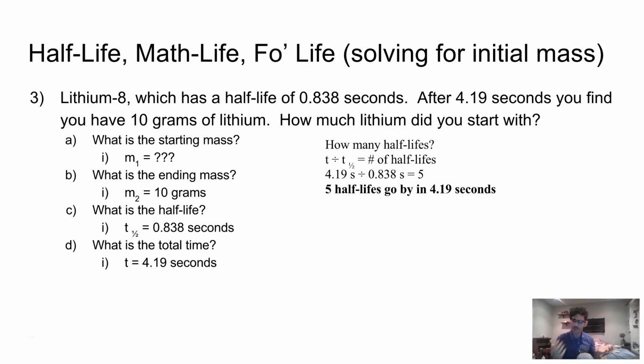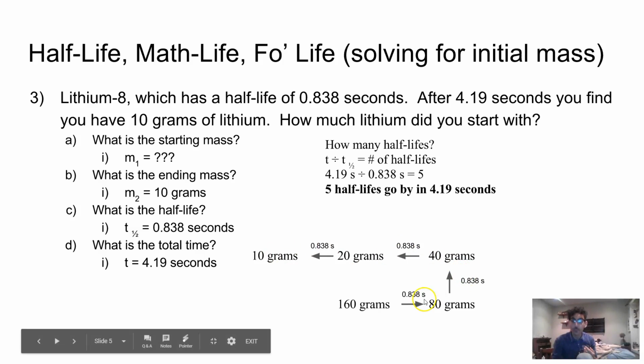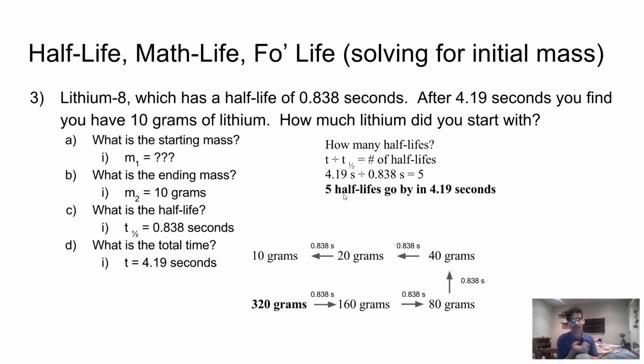We'll say to myself, okay, I want to know how much I had to start. If I'm ending with 10 grams, one half-life before this, or 0.838 seconds before, I would have had 20 grams. That same half-life before, I would have had 40 grams. I can go backwards another half-life. Oh, well, I have 80 grams. I have 160 grams. Let's see, that's 1, 2, 3, 4. I need to go back 5 half-lives. I'll double 160, get to 320 grams. So here, I just took the ending amount, and I multiplied it by 2 5 different times, because 5 half-lives went by. So there I have my starting mass of 320 grams.